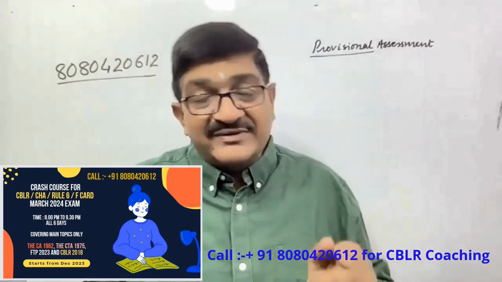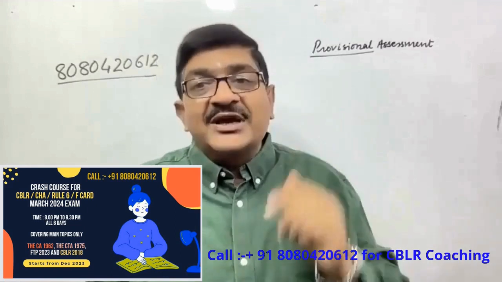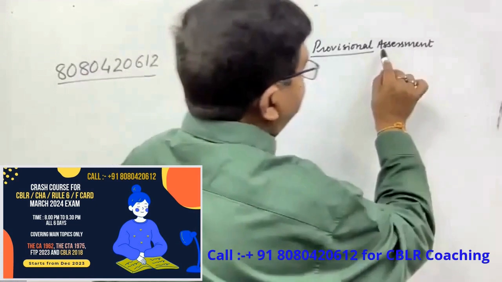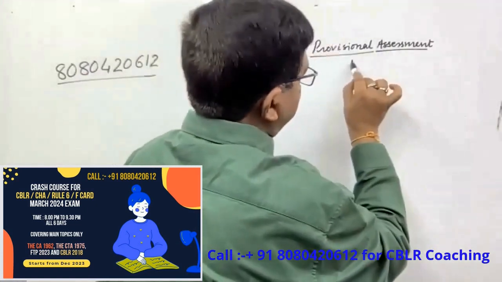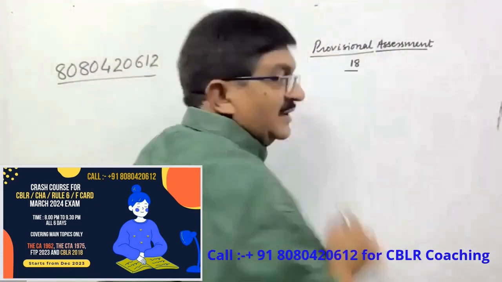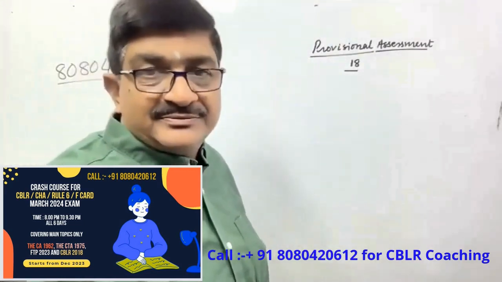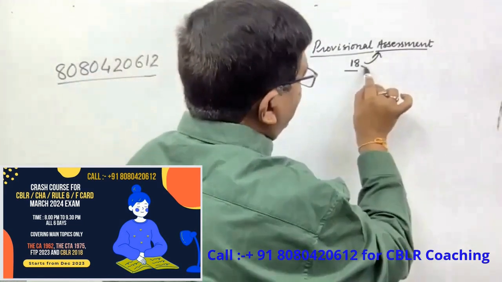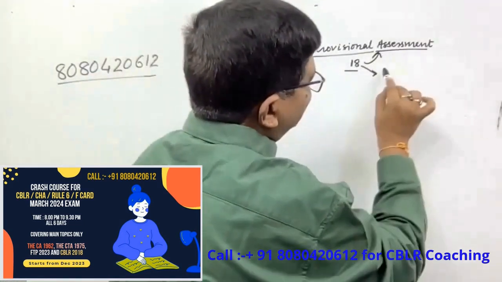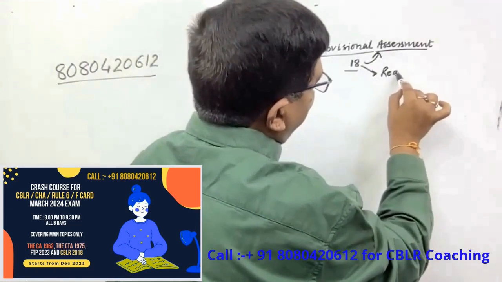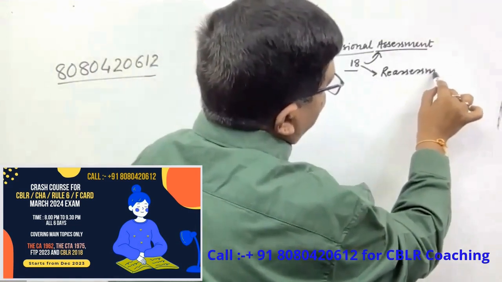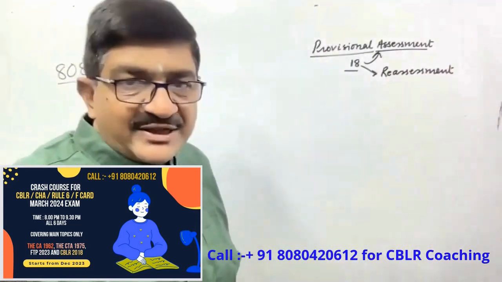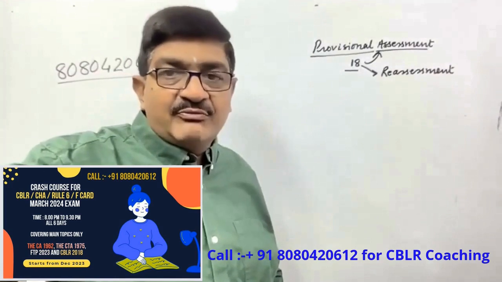Reasons are already known to you under section 18, subsection 1, clauses A to D. Which is the section number? 18. So section 18 deals with provisional assessment. What is next? Reassessment. Yes, okay. So the complete flow chart of this we had already discussed yesterday. And now something more.